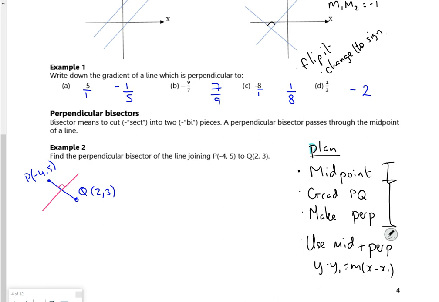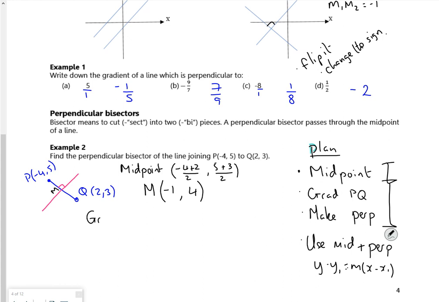Right then, so let's go with the midpoint first. So I'm doing halfway between minus 4 and 2. So minus 4 plus 2 is minus 2, over 2. And then halfway between 5 and 3 over 2. So my midpoint, I'll call it M, is going to be minus 1 and 4. So that's the midpoint done.